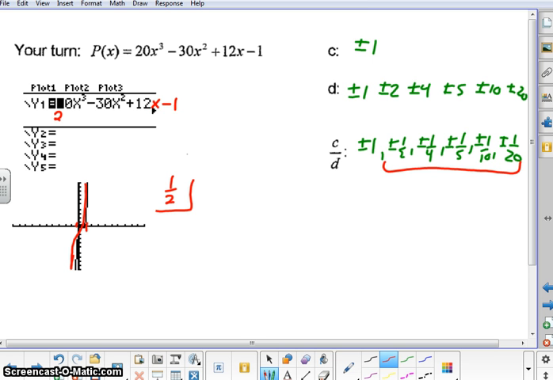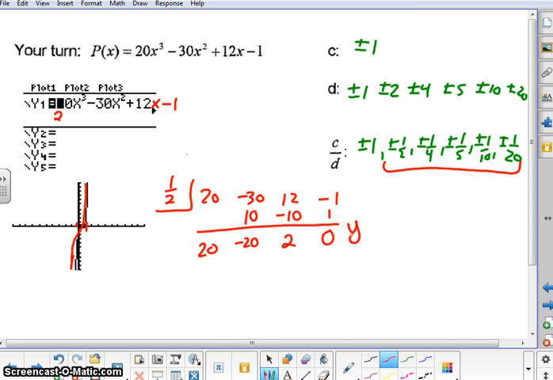So 1/2 we'll start with coefficients of 20, negative 30, 12, and negative 1. So if you drop the 20, that gives you 10, and if you multiply that, you get negative 20. And I'm sorry, add that to get negative 20, and then negative 10, 2, and then you are going to get 1, which does give you 0. So yay, we finished on the very first time.